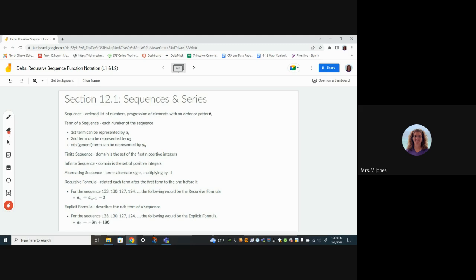Finite sequence, that just means a sequence that stops. You're only going to go from like 1 to 10. Okay. Infinite sequence means you're going to go forever. Alternating sequence, that's when your signs bounce back and forth because you're multiplying by a negative somehow.